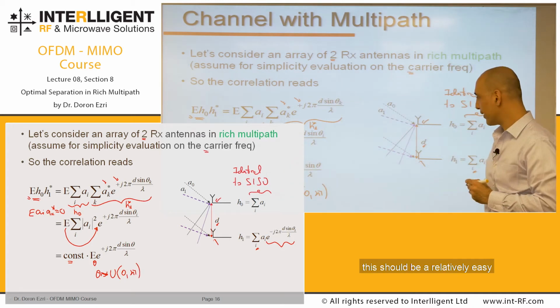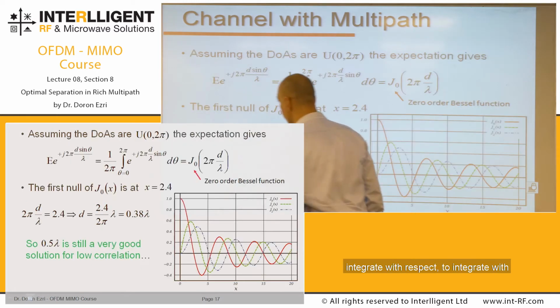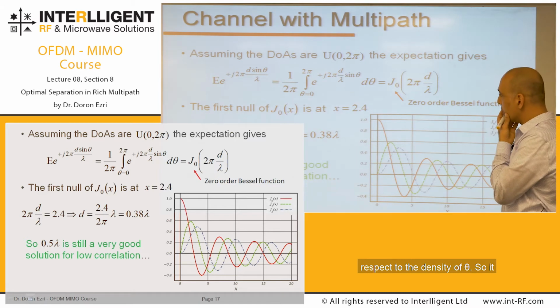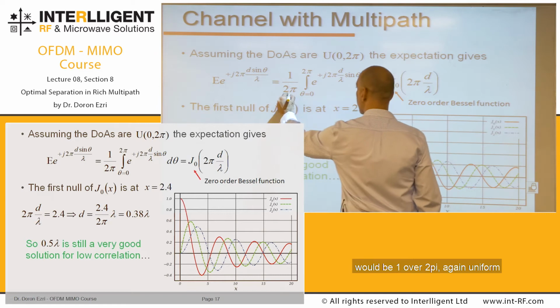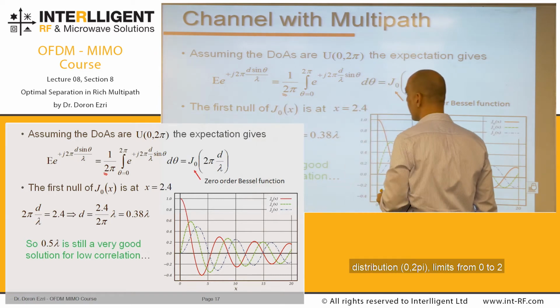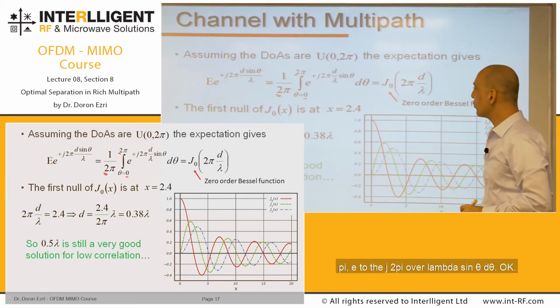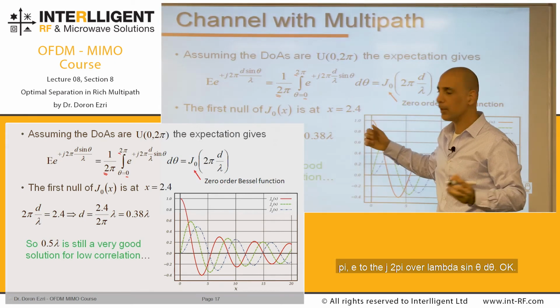So this should be a relatively easy integral to evaluate. We need to integrate with respect to the density of theta. So it would be 1 over 2 pi, again, uniform distribution, with limits from 0 to 2 pi, e to the j 2 pi d over lambda sine theta d theta.